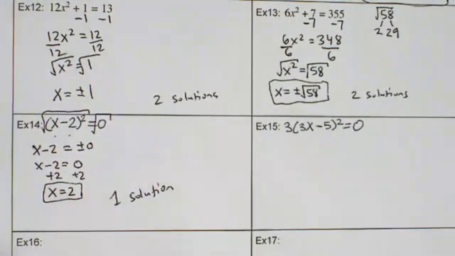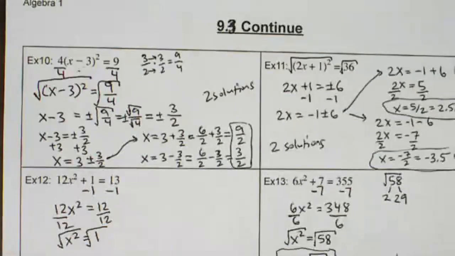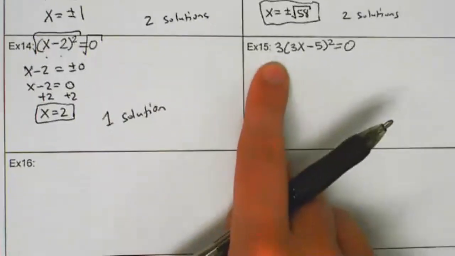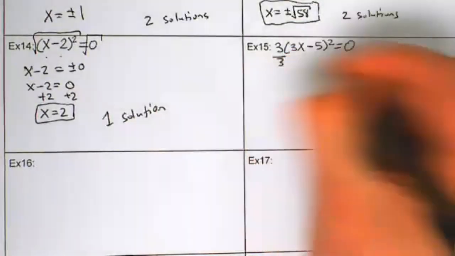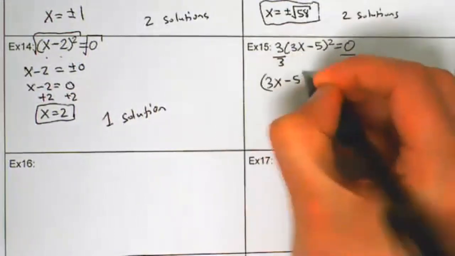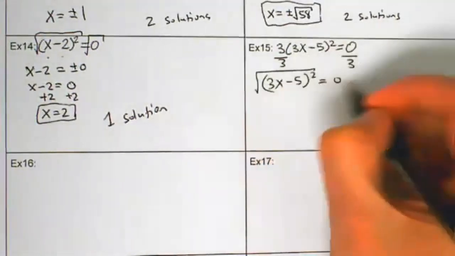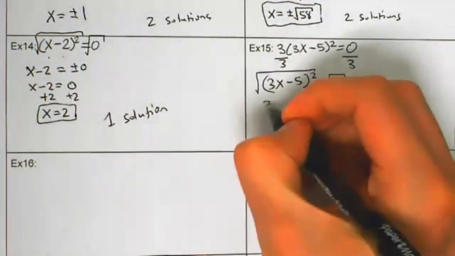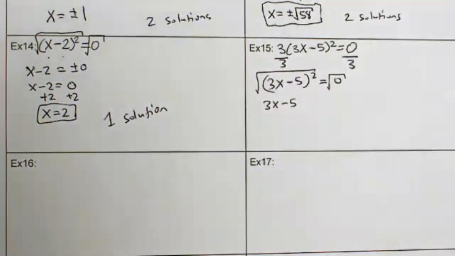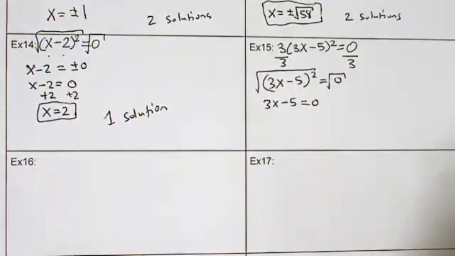Example 15 is going to end up working the same way, although we're going to go through a little bit more of a song and dance to get there. Because just like example 10, we need to get rid of that 3 that's sitting out in front of our parentheses. So we're going to start by dividing by 3. That gives us 3x minus 5 squared equals 0. Then we take the square root of both sides. That gives us 3x minus 5 on the left side, but the square root of 0 is just 0. So this one is also going to only have one solution.